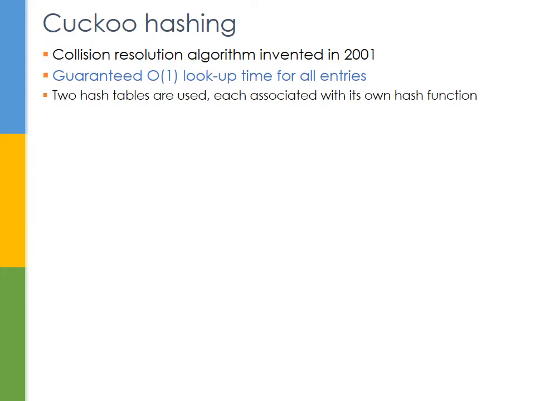And the reason for it is, in the case of cuckoo hashing, we are in fact not going to use a single hash table, but we will use a combination of two hash tables that go hand in hand. Each hash table will have its own hash function associated with it.